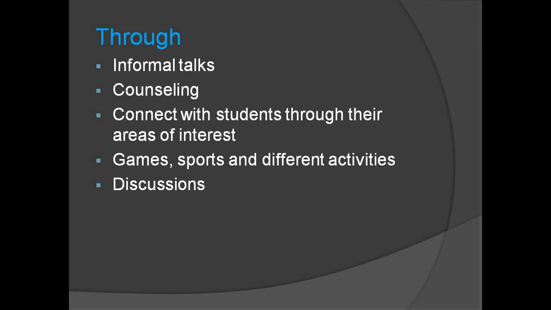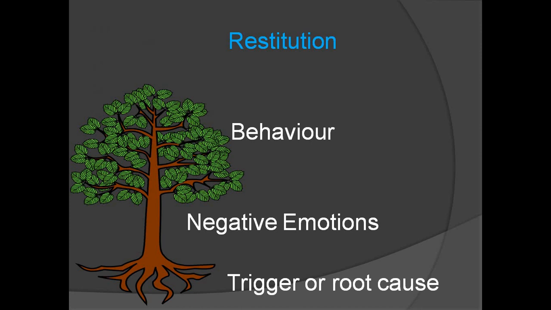Again, as I have discussed earlier, there are different ways you can communicate with students. You can communicate through informal talks, counseling, connecting with students, games, sports, different activities, and discussion. Next, R means restitution. What is restitution? Again, restitution is to restitute what we have.